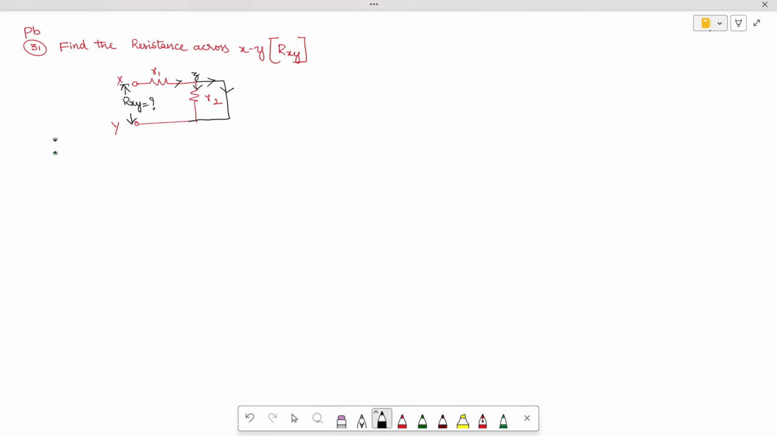Whenever you have a resistor in parallel to a short circuit, current will not flow in this R2, it flows only across the short circuit. The reason behind this is current I is equal to V by R. So current will try to flow only where there is low resistance. So current flows only in this short circuit path. So that's the direction of current.